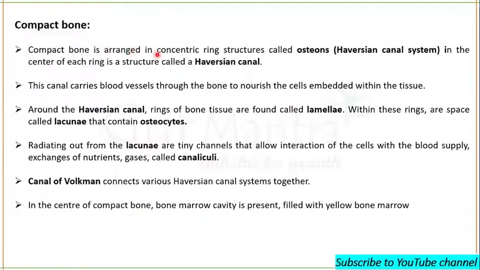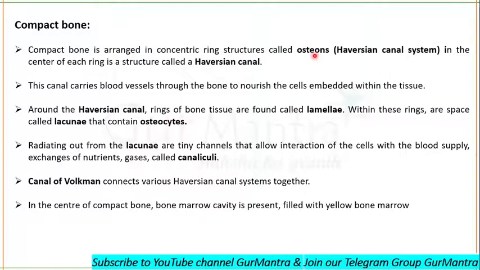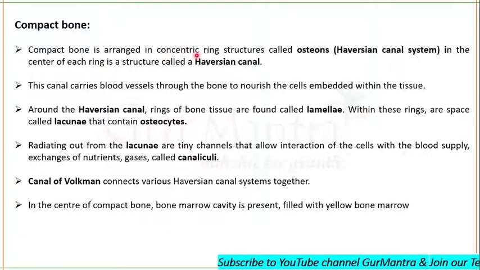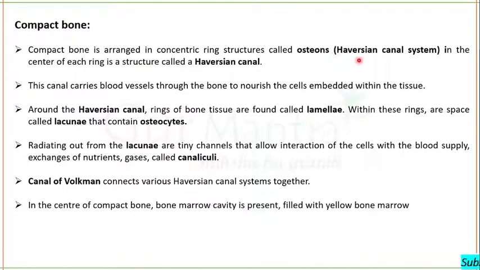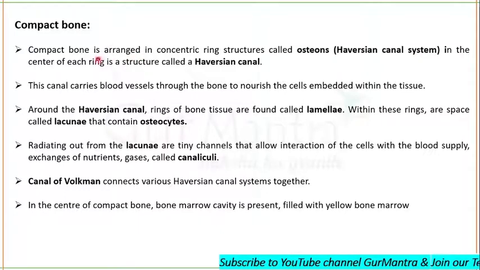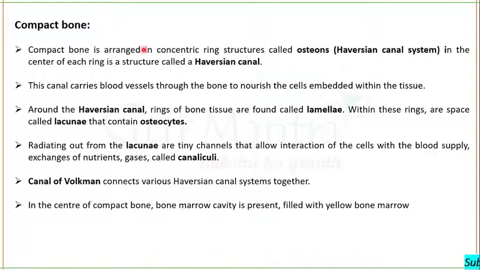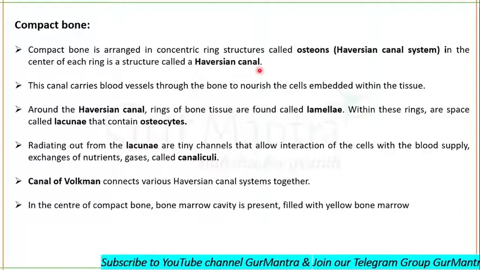Compact bone is arranged in concentric ring structures called osteons. Now I am telling you about the classification of bone. Bone is further of two types, compact bone and spongy bone. Osteons will have the Haversian canal system. Osteon is also known as Haversian canal system. In the center of each ring is a structure called the Haversian canal.